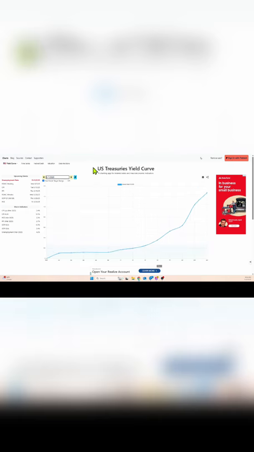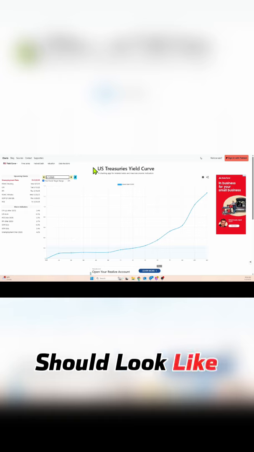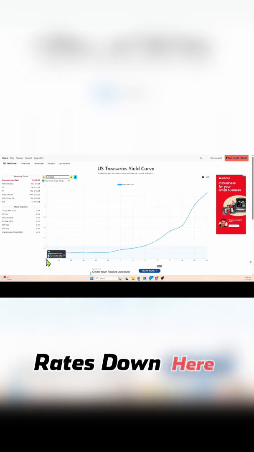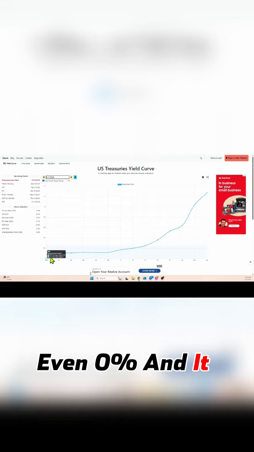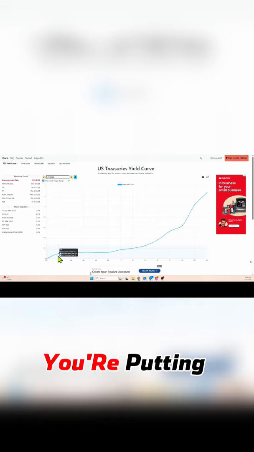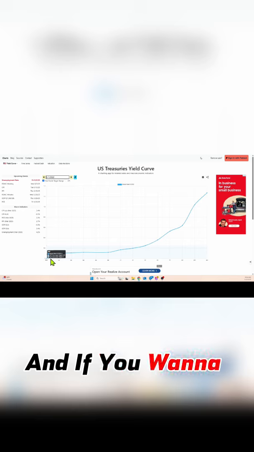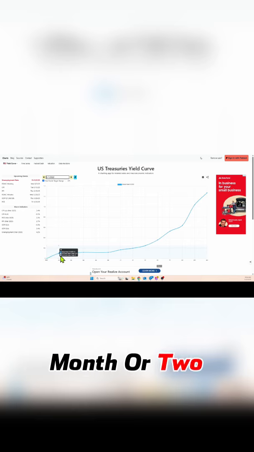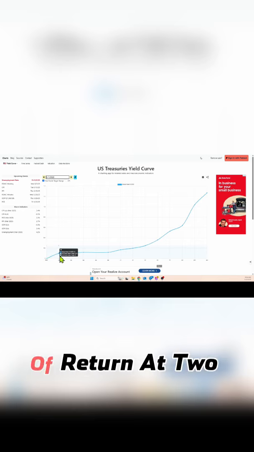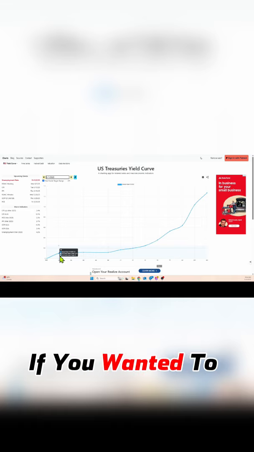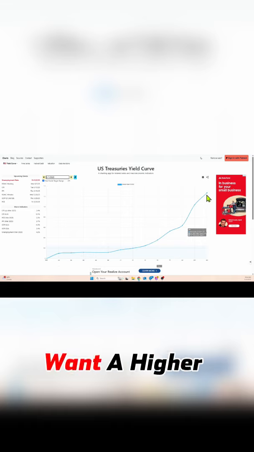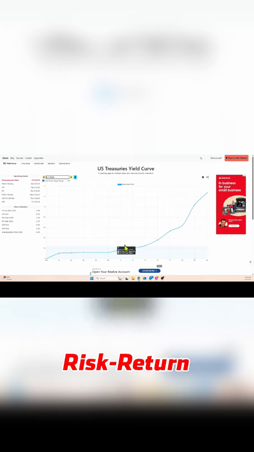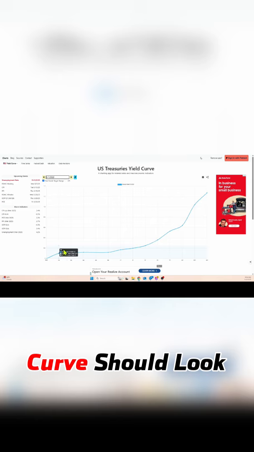Maybe that's okay. This is what a yield curve should look like. You have low rates down here, even 0%, and it upticks. Think of it as you're putting your money aside. If you want to give somebody your money for a month or two, they'll give you a rate of return of 2 or 3%. Well, if you wanted to give them your money for 10 years, you're going to want a higher yield. It's just the risk-return basically charts. This is what a normal yield curve should look like.